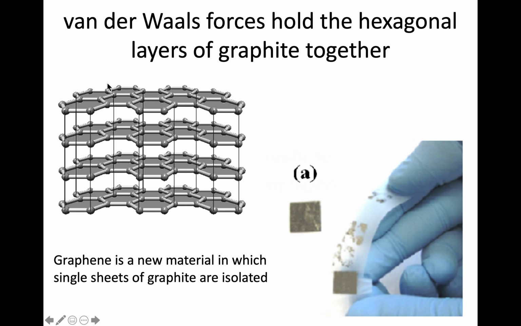you peel off one of these layers, or multiple layers, and you break the pi bonds. And then you just have this two-dimensional structure. You just have this one layer of carbon. So you've isolated a single sheet of graphite, and that's what's known as graphene. And it has very interesting properties because it's just a two-dimensional structure. And so that gives it some interesting properties.